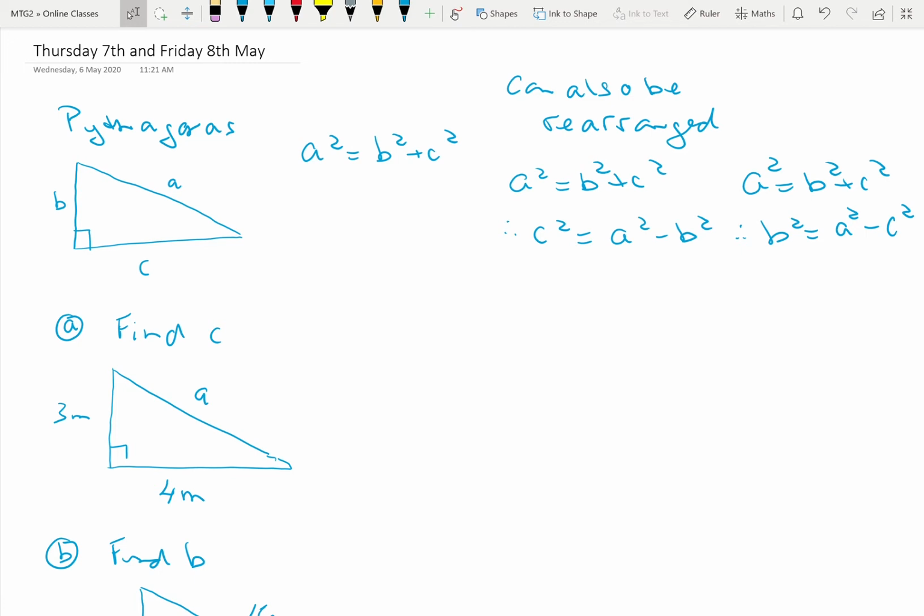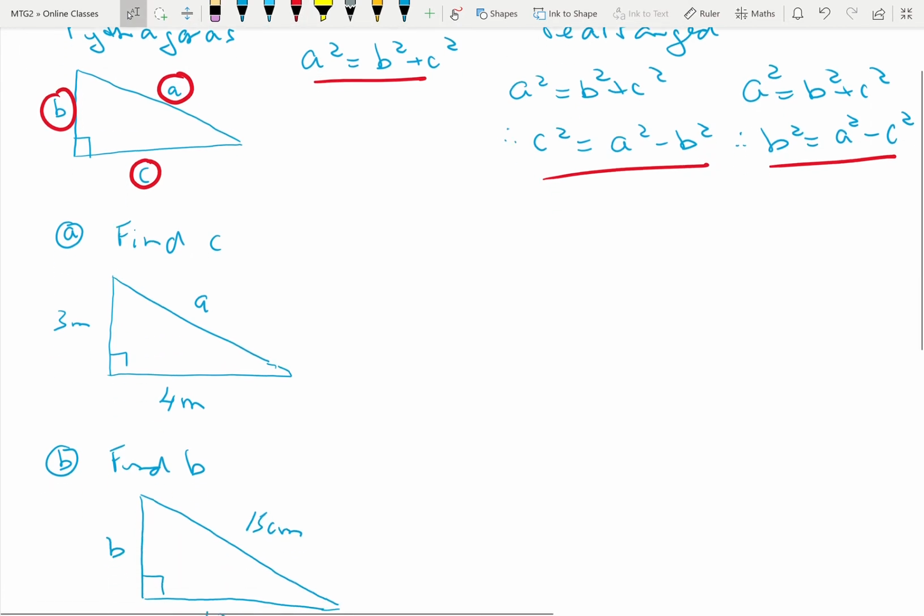The first is to do with trying to find the hypotenuse side, which is the a side. So this is the first formula you use. If you needed to find one of the other sides for your triangle, for example the b side, then we'd use this formula. And if we had to find the c side, then we'd use this formula. So looking at the problem, you have to decide which one of the formulas you're going to use. So let's have a look at the first example here.